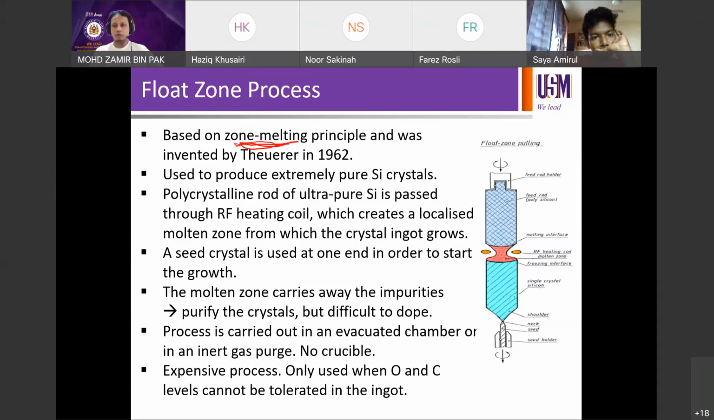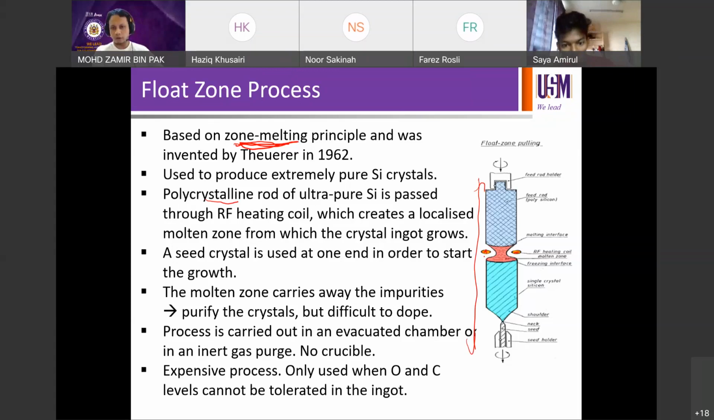So let's just go to the notes first before we discuss the schematic diagram. So it is used to produce extremely pure silicon crystal. So it's of higher purity if you compare to Czochralski technique, right? Polycrystalline rod of ultra pure silicon. So the rod here on the right hand side, the whole thing is polycrystal rod, is passed through RF heating coil. So this is a heating coil. I'm gonna show you later on.